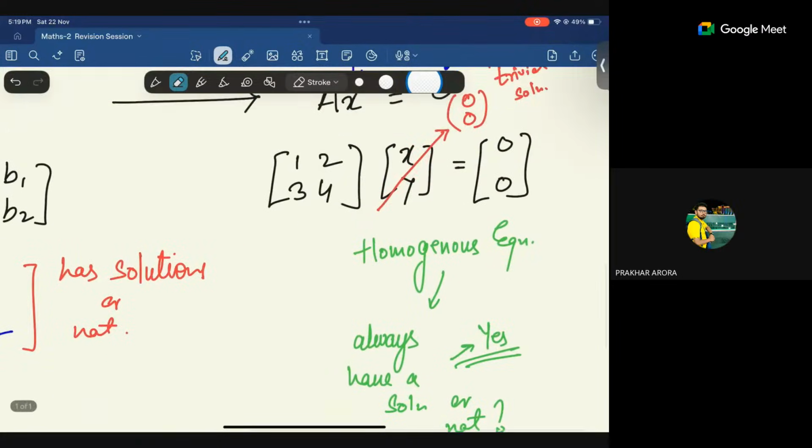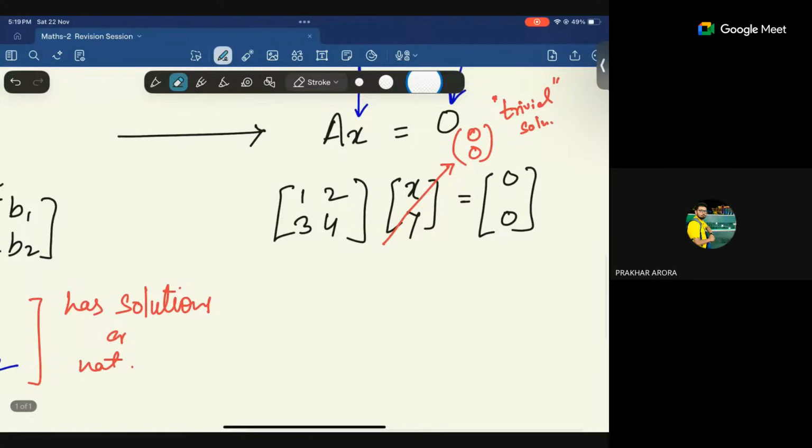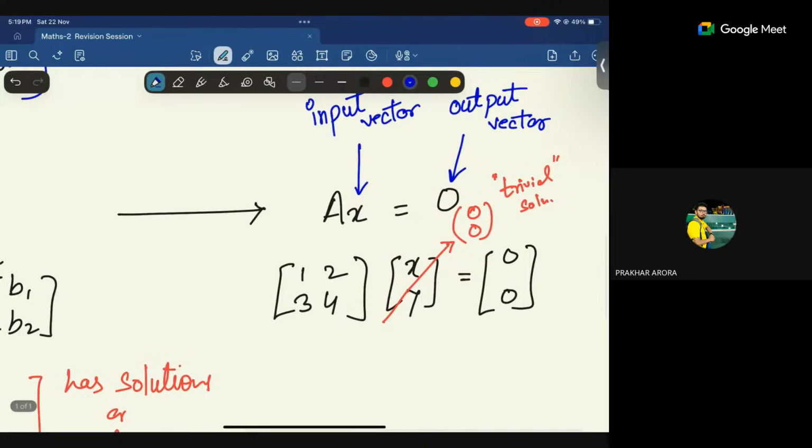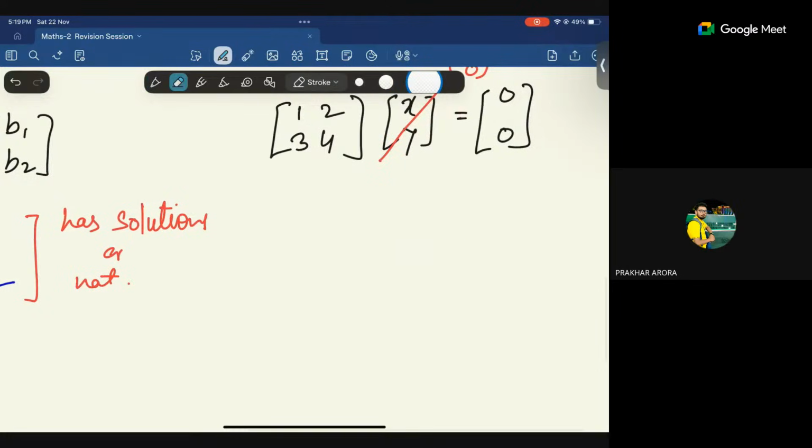Now this is a homogeneous equation, and we know that this will always have a solution. So now why and how is this related to null spaces? Let me write this equation here again: Ax equals 0. X belongs to this, so Ax equals 0. For the time being, this is a good enough definition.